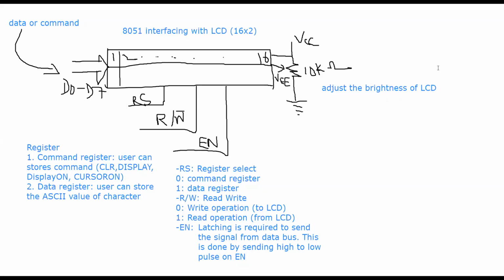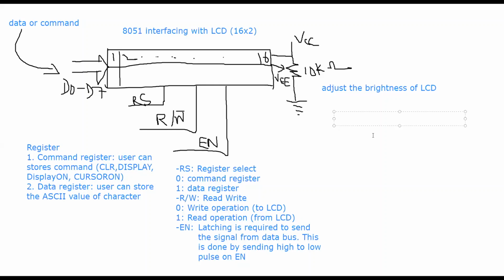Now, what is the procedure? Firstly, a data or command register will be selected. Then we will place a data or a command on the data bus. Then we will select whether it's a write or read operation. Then we'll latch this data or command by sending a high to low pulse. This is the procedure.